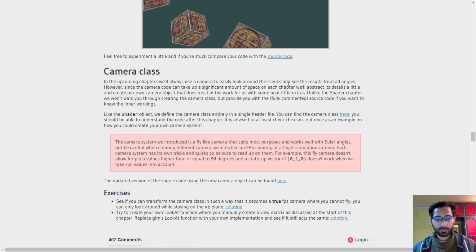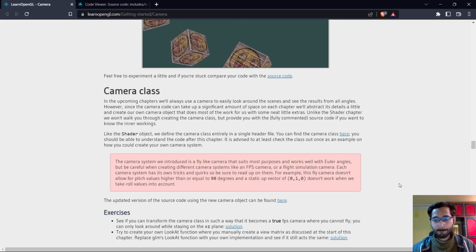Like the shader object, we define the camera class entirely in a single header file. You can find the camera. Okay, you just need to copy that. You should be able to understand the code after this chapter. It is advised to at least check the class out once as an example of how you could create your own camera system.